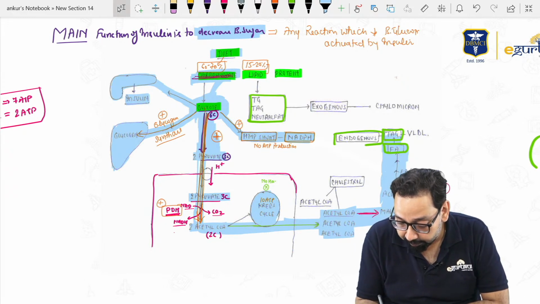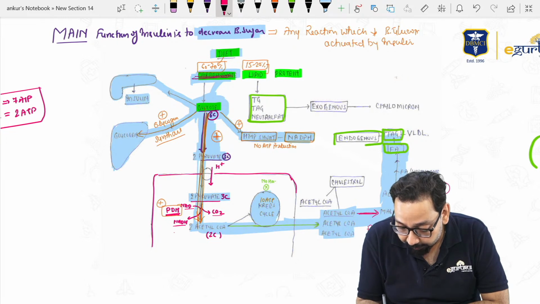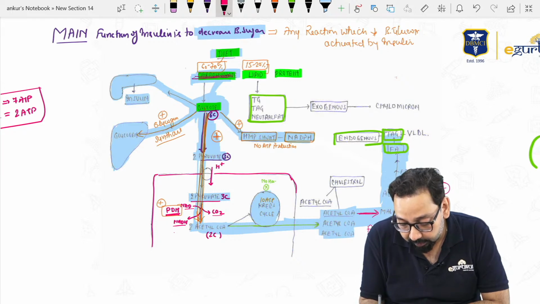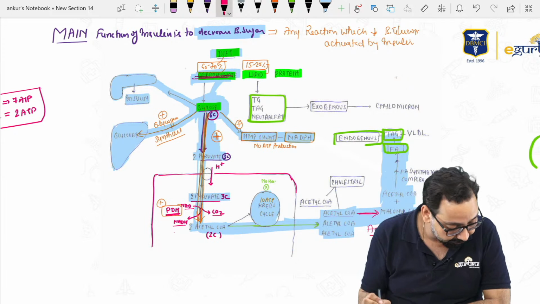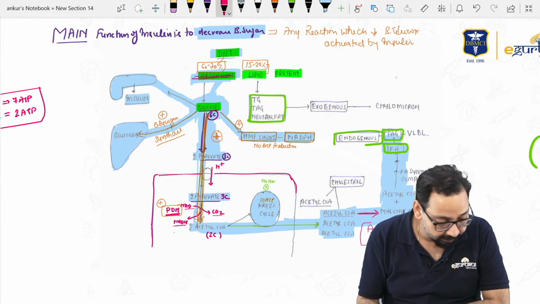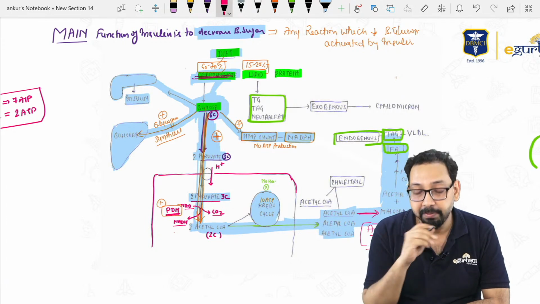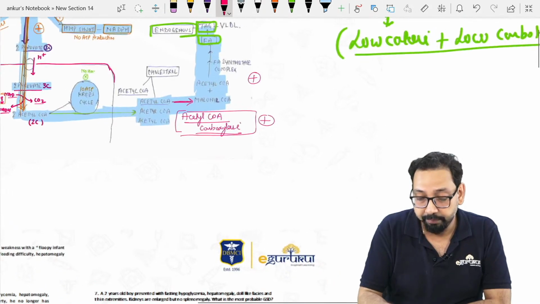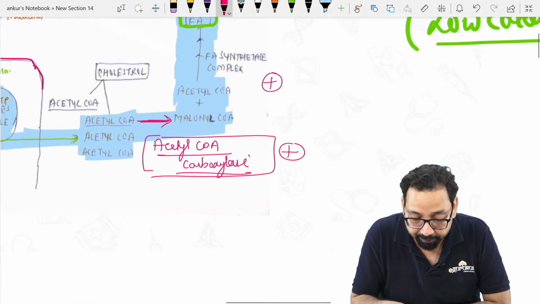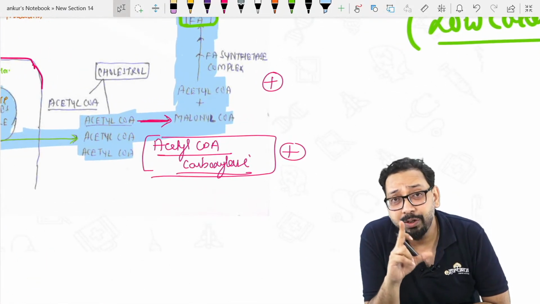Here the enzyme is acetyl coenzyme carboxylase. A question is asked that fatty acid synthesis rate limiting enzyme, acetyl coenzyme carboxylase, is activated by insulin or inhibited by insulin? Sorry, this is activated by insulin. No need to mug up.